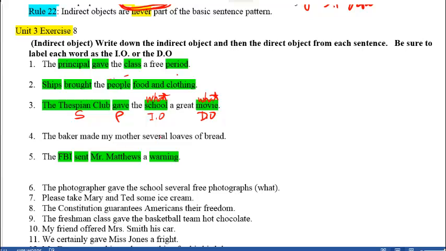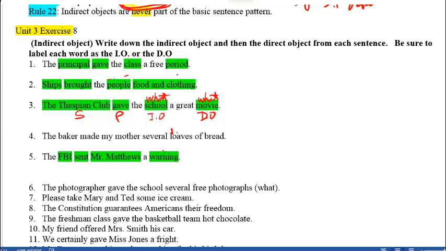The baker made my mother several loaves of bread. So I've got baker, which is the subject. Made is the predicate. Mother answers who. And then loaves is what. So remember, the indirect object precedes the direct object. This is the direct object. That's the indirect object.